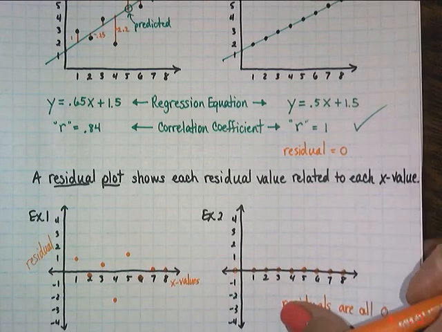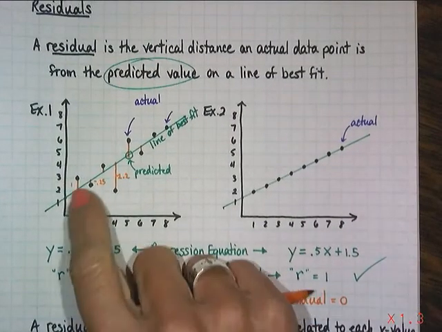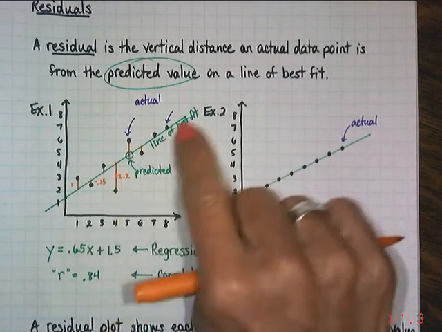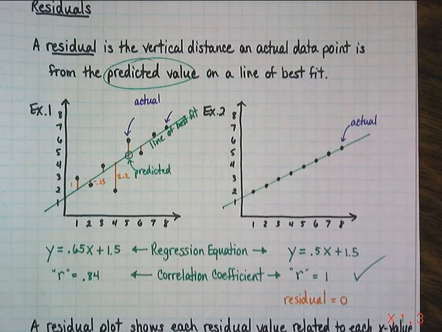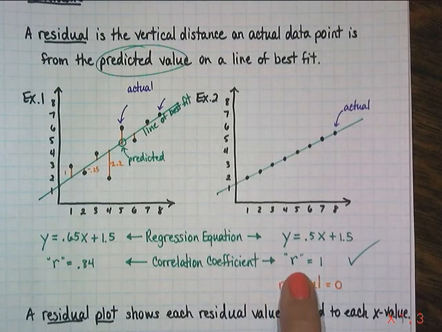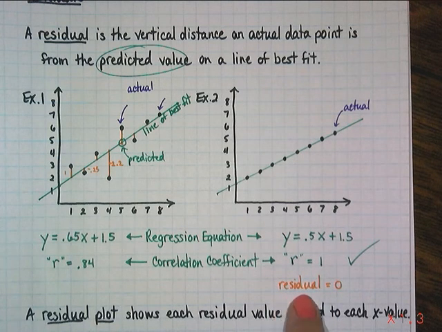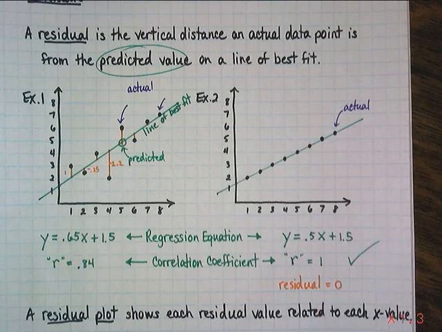So I hope that helps you understand what a residual is. It's just the distance that your actual points are from your predicted line. And I hope you understand how it relates to correlation coefficient. So remember, you want your correlation coefficient to be a 1. That means your line of best fit is spot on. And you want your residual values to be equal to 0, or as close to 0 as possible.